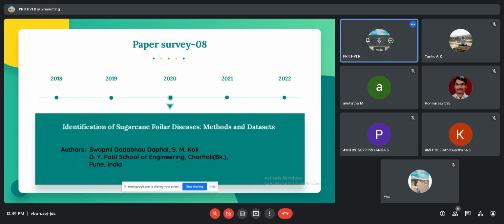Thank you, Priyanka. The last paper is about identification of sugarcane foliar diseases and its methods and datasets. The authors are Swapnil Dadabhau Dapal and S.M. Koili. This paper addresses the concern and the types of foliar diseases and research undertaken to overcome the problem related to sugarcane leaf disease. Estimated loss is much more severe for the sugarcane crop via foliar diseases. They are rust, eye spot, mosaic, chlorosis, etc.